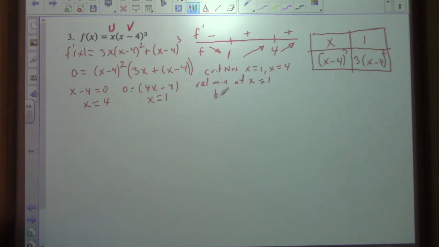because why? What is happening between this f prime here and this f prime over here? What is f prime doing from here over to here? It changes, right? So it changes from negative to positive.